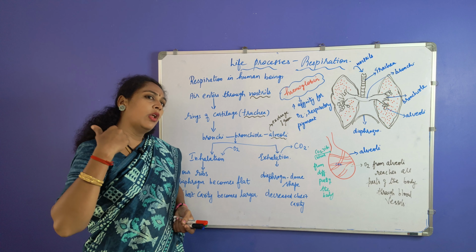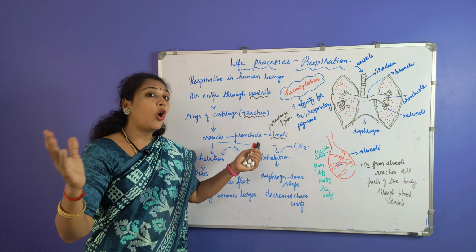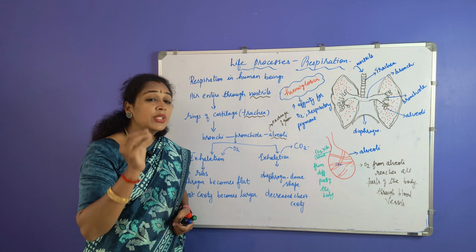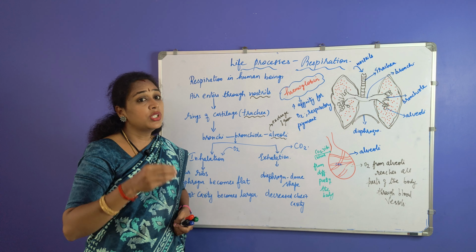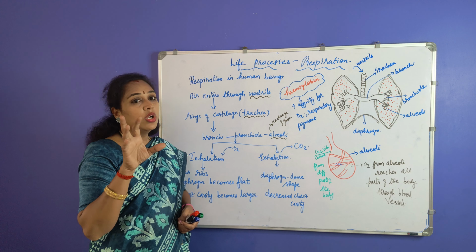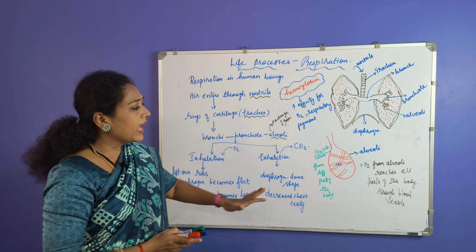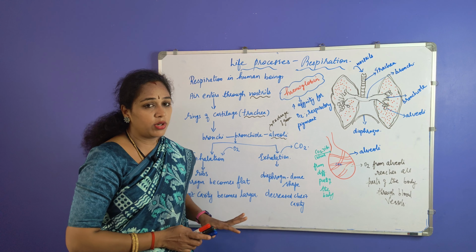Now, will all the carbon dioxide go out of the body through the alveoli, or will all the oxygen enter into the alveoli at the same time? Always some minimal residual amount of oxygen and carbon dioxide is present in the alveoli for the exchange process to take place. So this oxygen which is present in alveoli reaches all the parts of the body through the blood vessel.